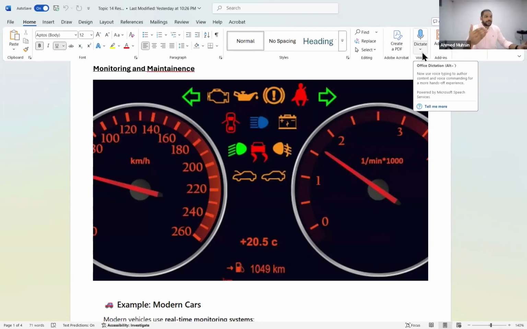This is a very simple example about monitoring and maintenance. Everybody okay with it? When it's time to change the oil, when it's time to service the vehicle, when it's time to pump fuel, it will tell you. It will inform you. Everybody okay with this?